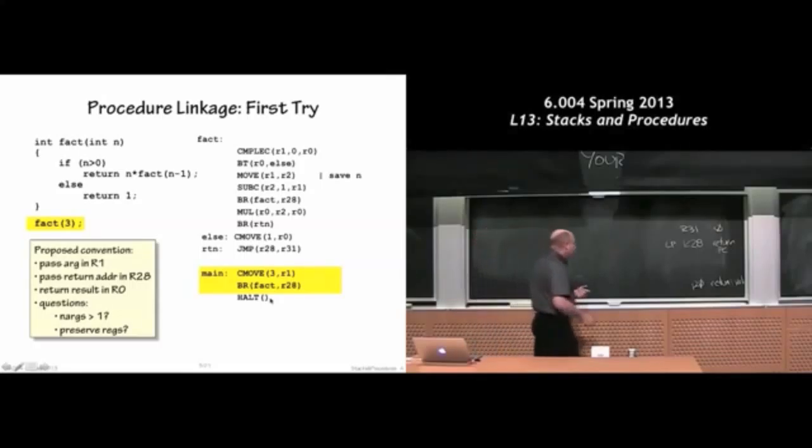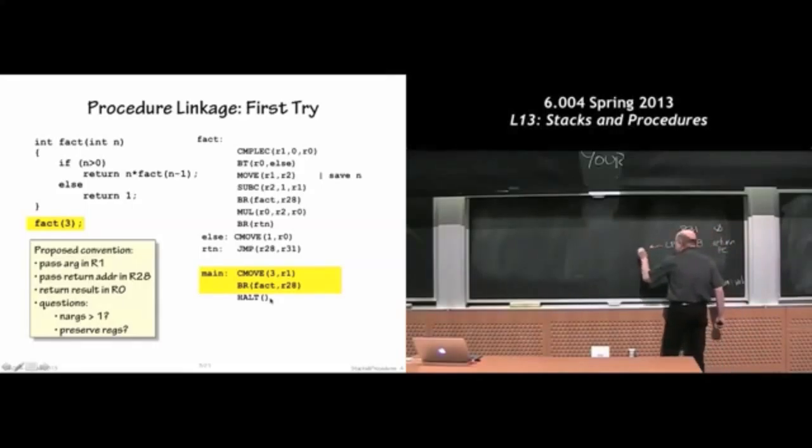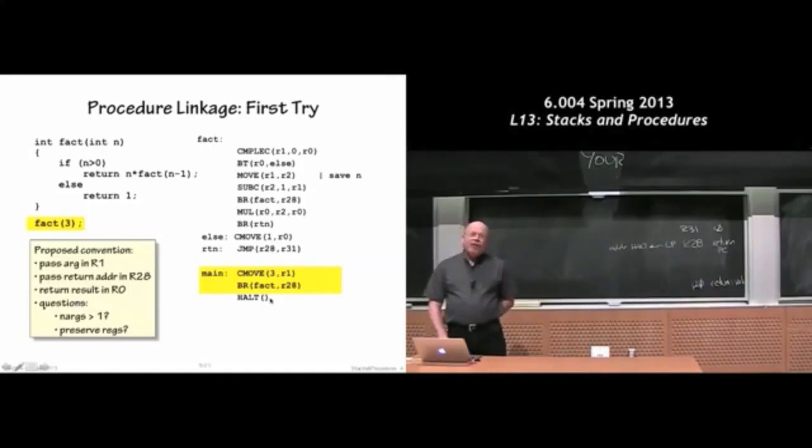So not only does it transfer control, but in R28 in this case, I'm going to make a little note down here, it puts in the address of the halt instruction. Okay, and actually what it puts in is the address of the instruction following the branch. So if you go back and look at what branch does, the thing it sticks into the destination register, this R28, is the address of the following instruction.